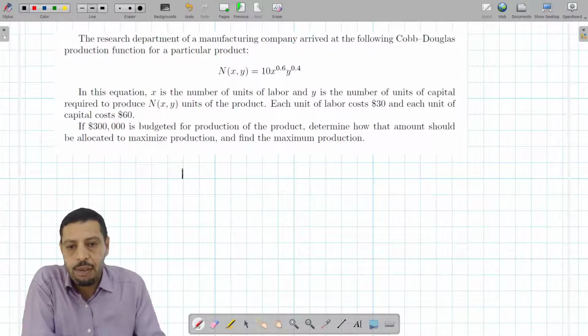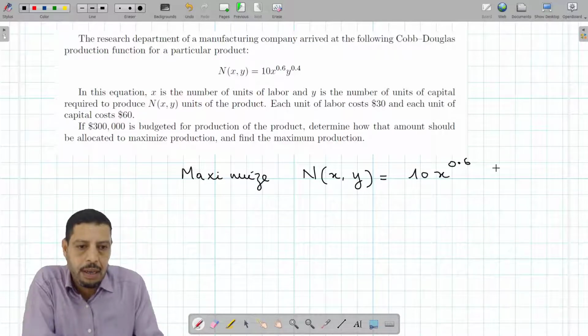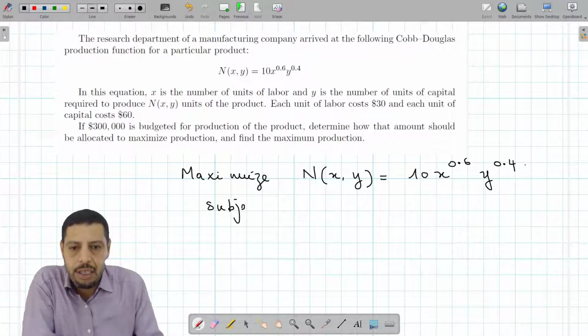So here we have to maximize the objective function, which is the production function N of x and y equals 10 x to the power of 0.6, y to the power of 0.4, subject to, and we're going to write our condition.